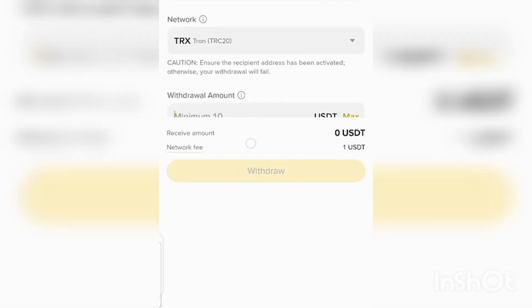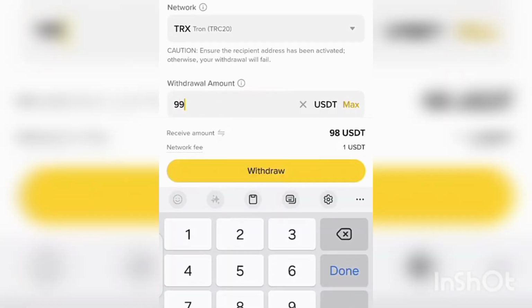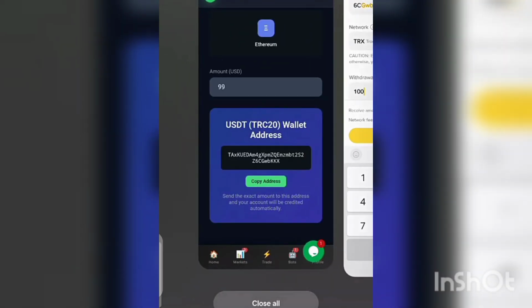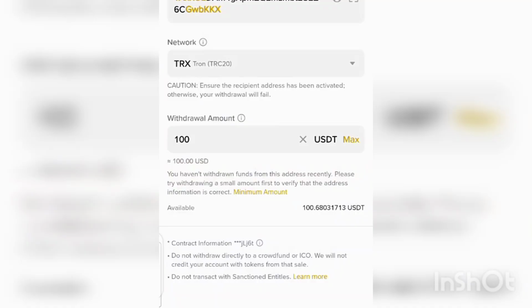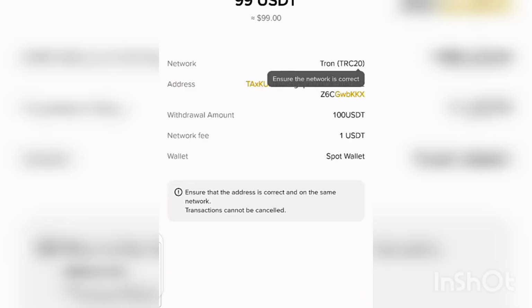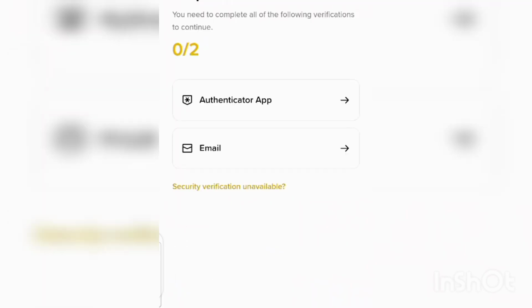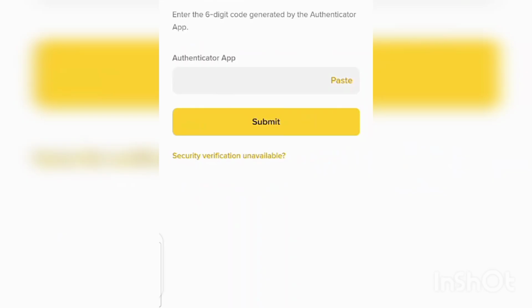The next thing I'm gonna do is input the amount. It's very important that if you are starting with 100, you add an extra 1 USDT. Since I'm sending 99, I will add 1, which is the one USDT fee which Binance is gonna charge me. The next thing is for you to confirm. I'm gonna pause the video so that I can input my authenticator code.